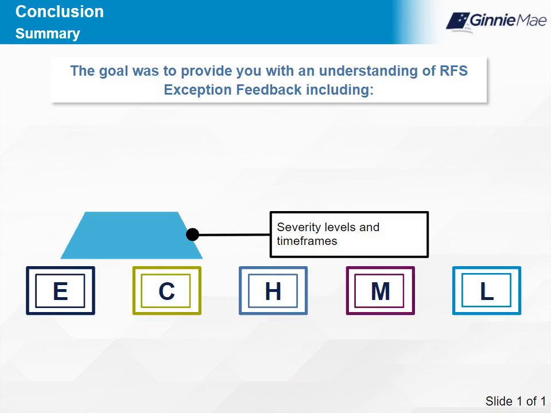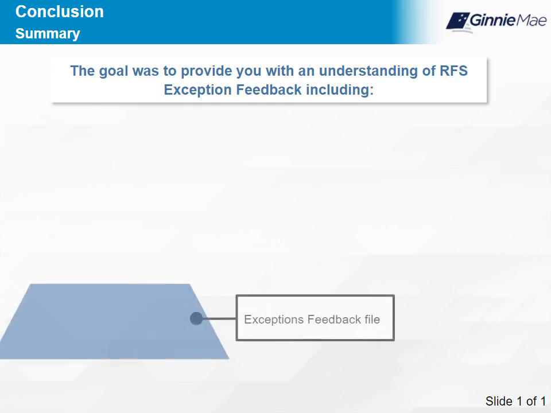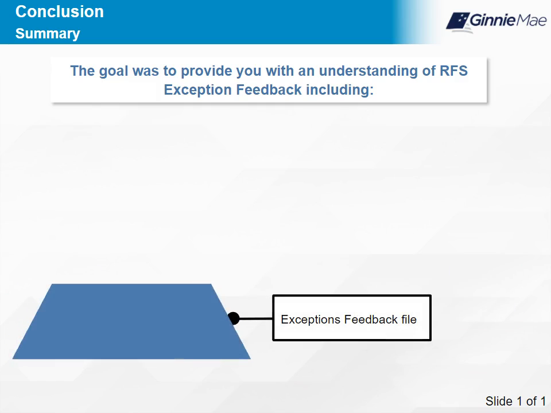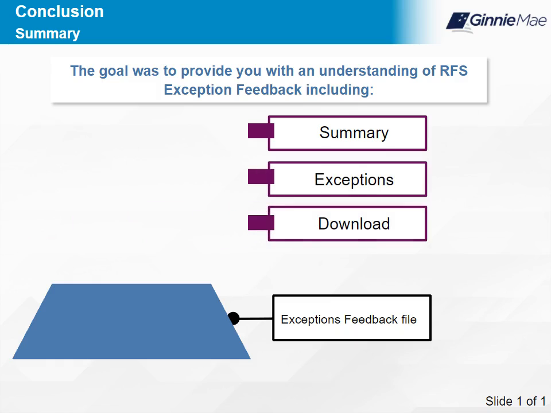Next, you learned how the error, critical, high, medium, and low severity levels relate to the exception messages. You also learned the subsequent timeframes for correction of those exceptions. You found that the error and critical severity levels must be corrected by close of business on the 2nd or 4th business days. You found that the high, medium, and low severity levels should be cleared by the 10th business day. Finally, you examined the RFS exception feedback screens to understand how to access the Summary, Exceptions, and Download tabs and what information they provide. You also learned how to retrieve exception feedback files from the RFS.